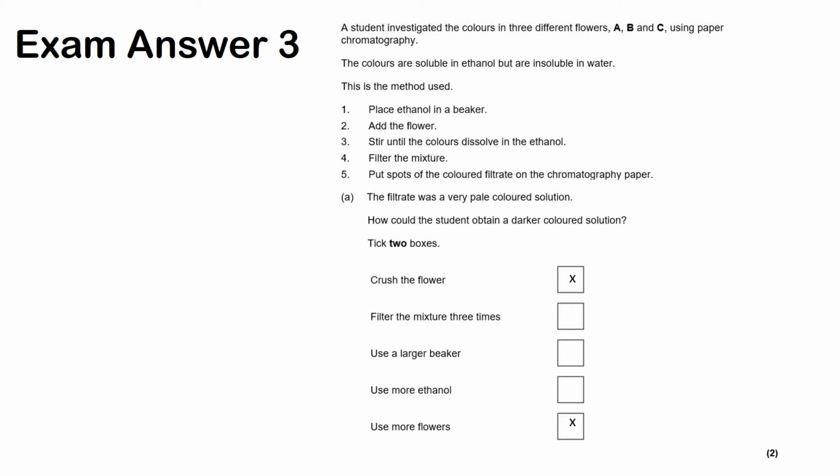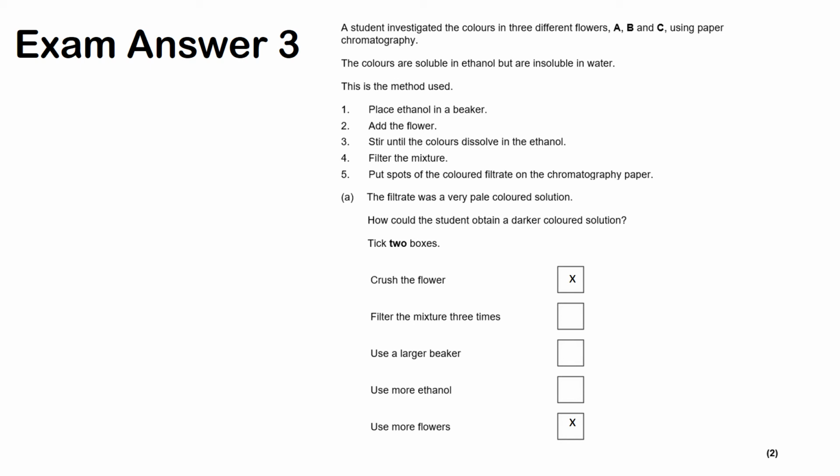Next option, filter the mixture 3 times. Well, that won't affect the darkness of the colour of the solution. All filtration does, remember, is remove the solid bits of flour from the solution. So filtering it more than once won't help. Use a larger beaker, that's not going to help either. Use more ethanol, nope, that won't help. In fact, that will probably make the colour even lighter because you'll have the same amount of dye in a larger amount of ethanol, so it'll appear even lighter.